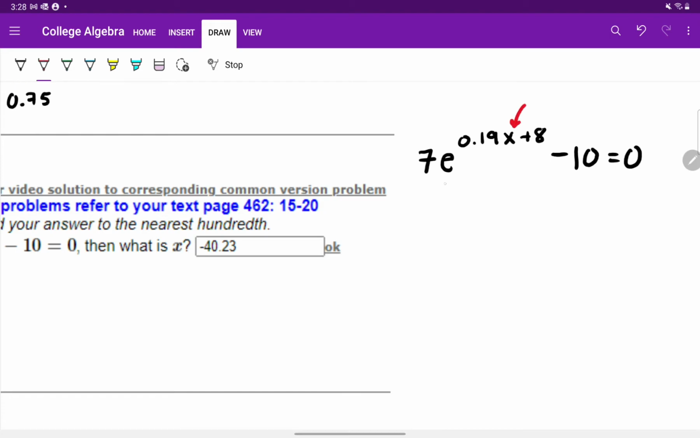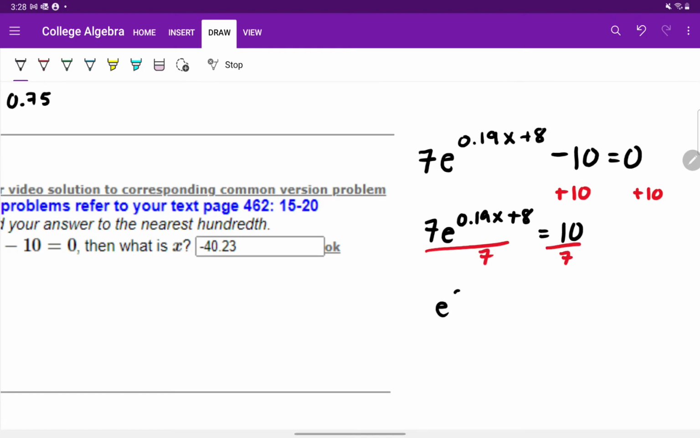So we know we need to get rid of this e. The problem is we can't start taking natural log of both sides just yet because there is a lot of other stuff going on this side of the problem that's going to complicate things tremendously if we go starting to take logs of both sides. So first what we want to do is move all this other junk over. So we're going to start by adding 10 to both sides, and then dividing both sides by 7.